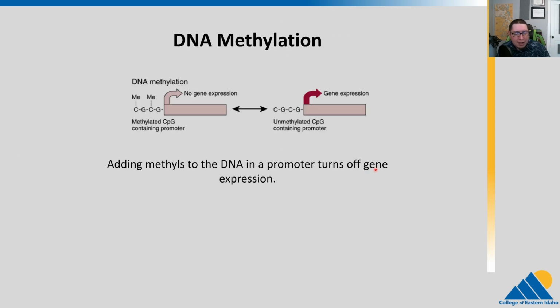We also have changes in the DNA itself. Now, DNA methylation doesn't change the bases, right? Here we have some G's and C's, but we can add marks to them called methyls that can change whether a promoter is active or inactive. When there's a lot of methyls on G's and C's in a promoter, we tend to find that the gene is not expressed, whereas when those methyls are removed, the gene is expressed.